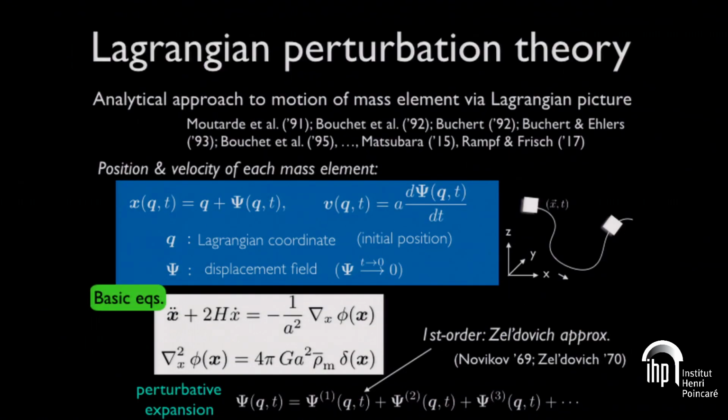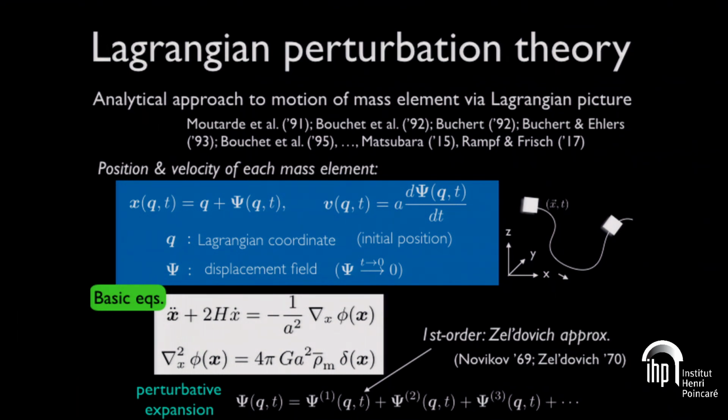Just to give you a flavor of what Lagrangian perturbation theory is: this is an analytical approach to follow the motion of mass elements, introducing the so-called Lagrangian coordinate. Here q is the Lagrangian coordinate at which the mass elements are uniformly distributed. But soon after gravity becomes significant, the position of a mass element deviates from its initial position. To describe that, we introduce the so-called displacement field vector.